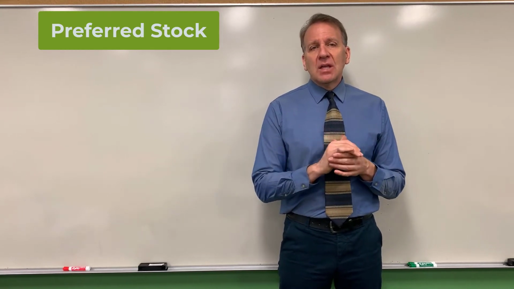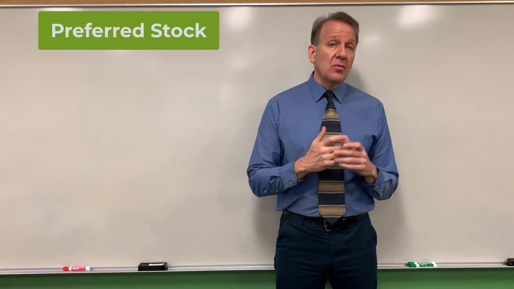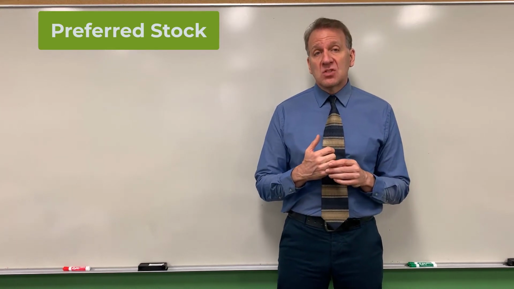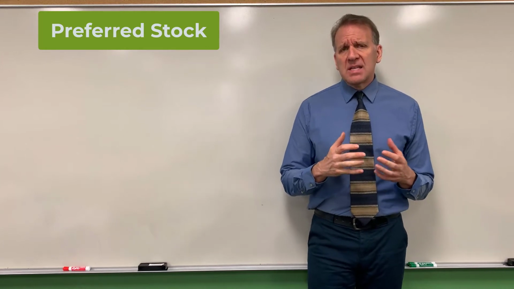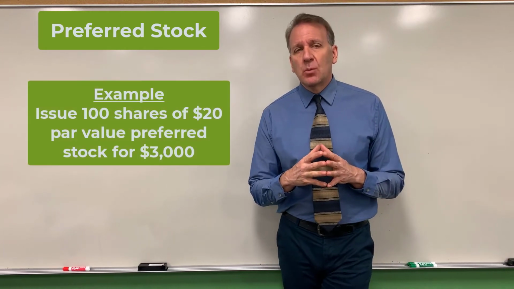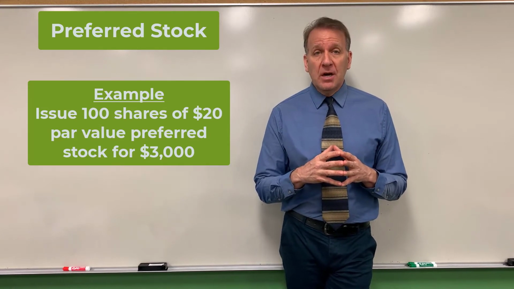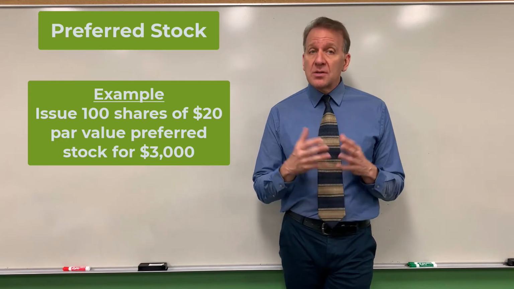Now, let's take a look at what happens when we issue preferred stock. You'll notice that this journal entry is very similar to the common stock journal entry. So let's say that in our example we have 100 shares that we're going to issue, and the par value is $20 per share, but they sold for $3,000. All right, so here's the journal entry.